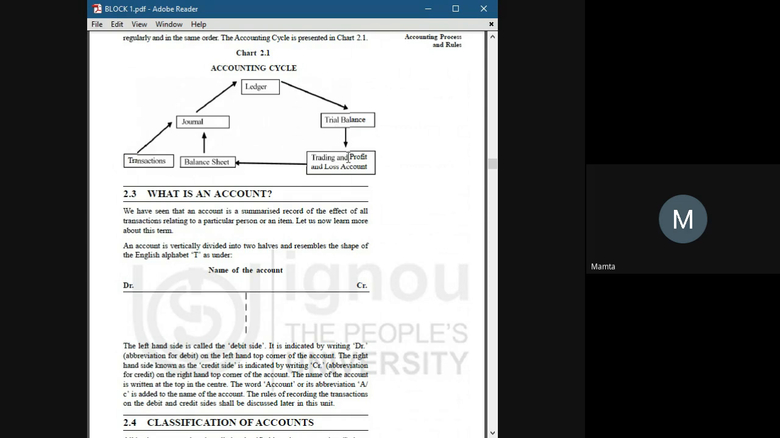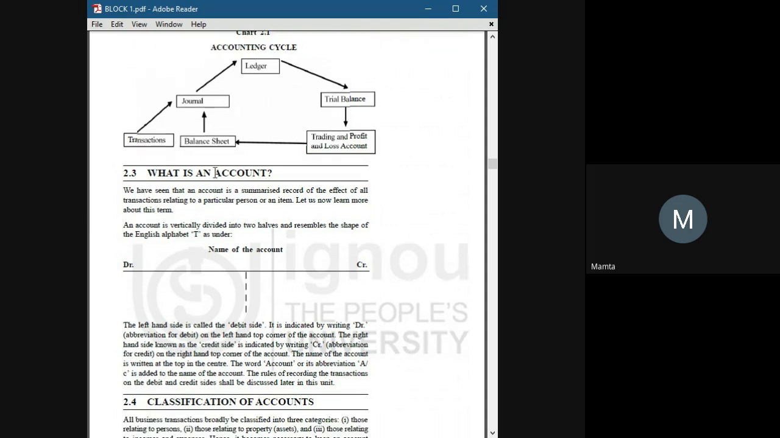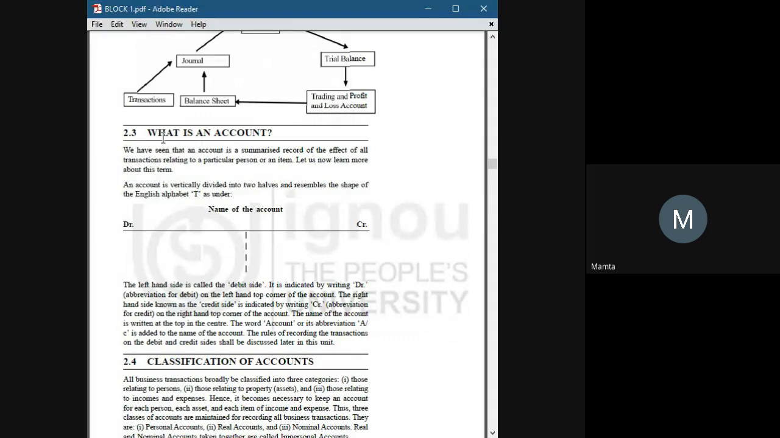The next step is to create trading and profit and loss account. In this account, we can tell whether our company has made profit or not. And the last step is balance sheet. In this, we balance the assets and the liabilities of the firm. So, what is an account?